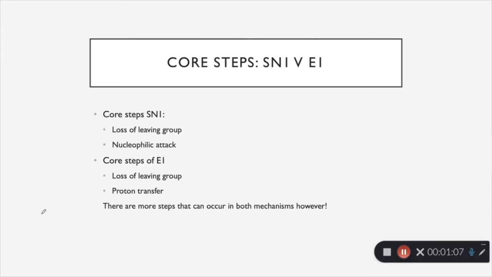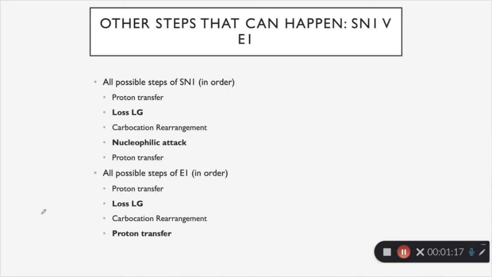For both of these reactions, there are more steps that can happen before and in between these core steps, but these are the ones that are absolutely necessary for the reaction to occur. So now we're going to look at some other steps that can happen, like I said before, in between. The bolded ones are the core steps that we just talked about, and then all of the other ones are other possibilities. So for both SN1 and E1, you can have a proton transfer at the beginning of the reaction.